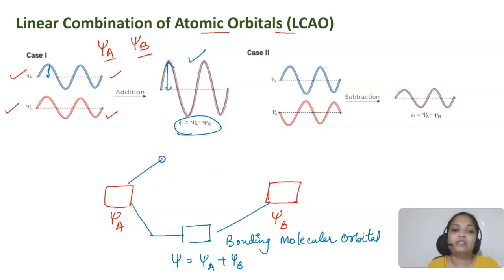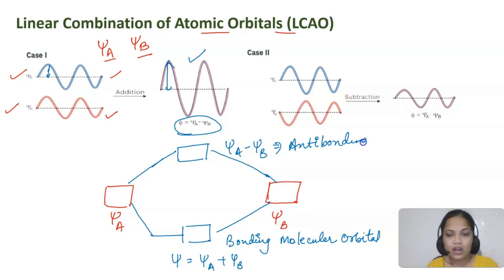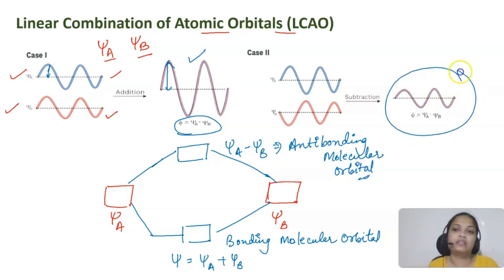Now whenever there is subtraction of the wave functions, what will we get? It will be psi A minus psi B, and it will be your anti-bonding molecular orbital. So how is the anti-bonding molecular orbital formed? By the subtraction of the atomic orbitals' wave functions. Yes, you can see here.